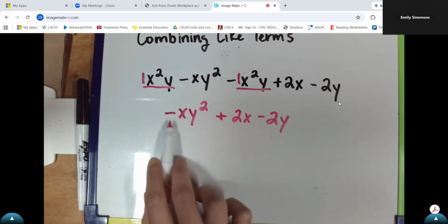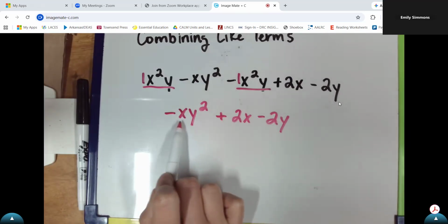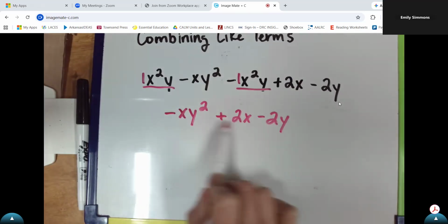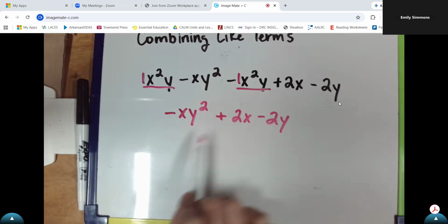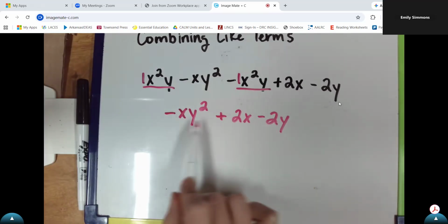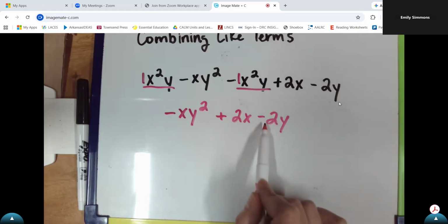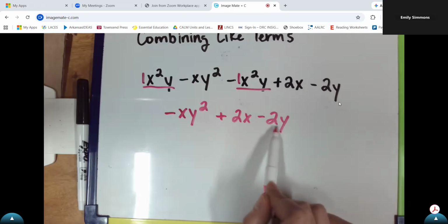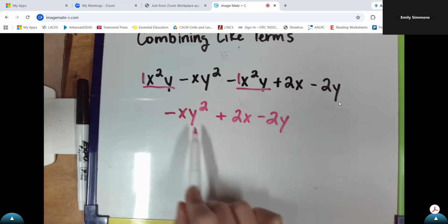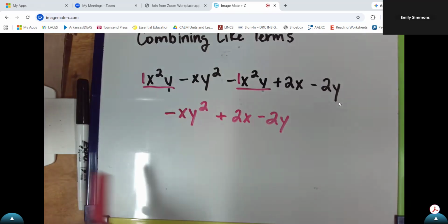Then I'll start with my xy squared and see if there's anything that can combine with it. And I'm not seeing anything because there's nothing that's x and y with the squared. Then I look at my 2x. Is there anything I can combine? No, there's no other x's. And I look at my negative 2y. Same thing. There's nothing that's just a y. So this is our fully simplified solution.